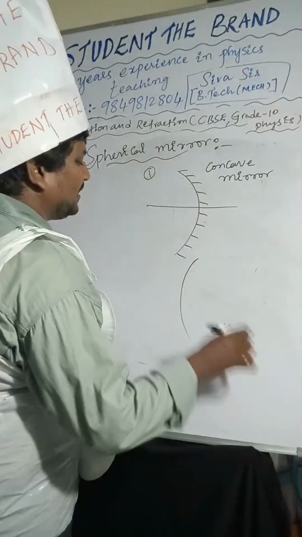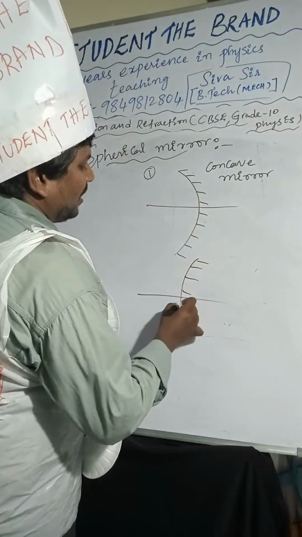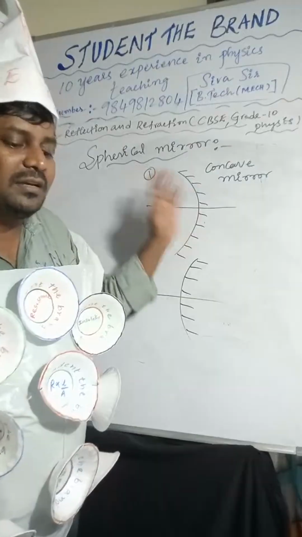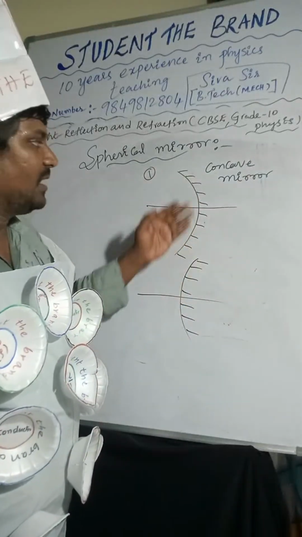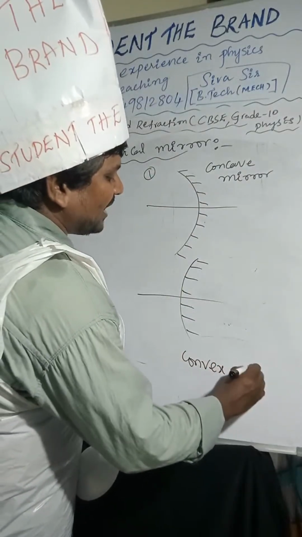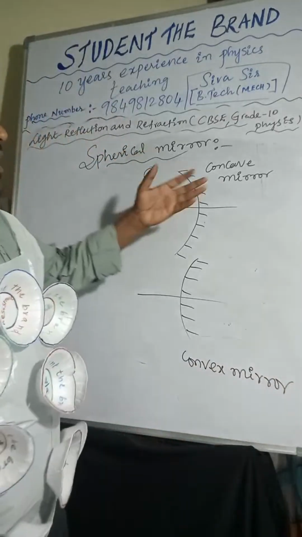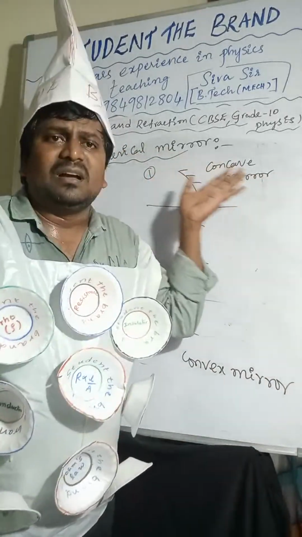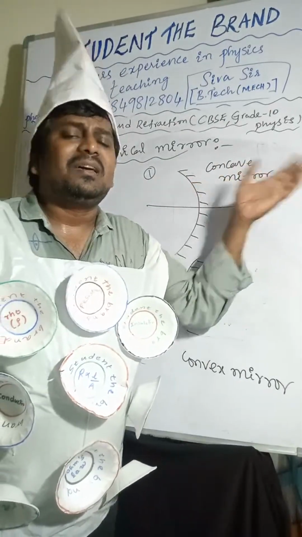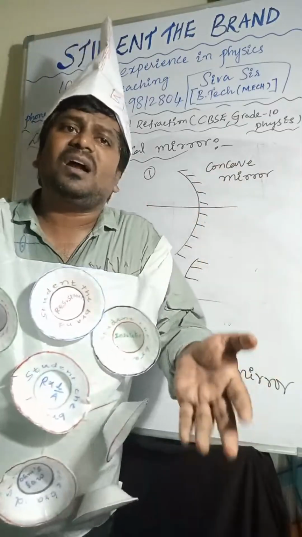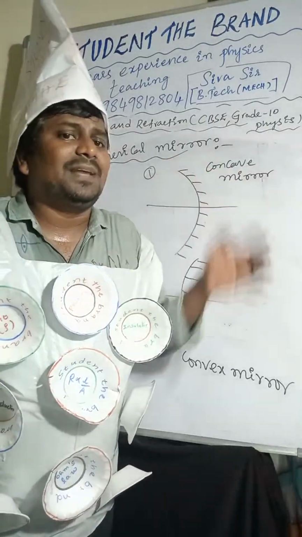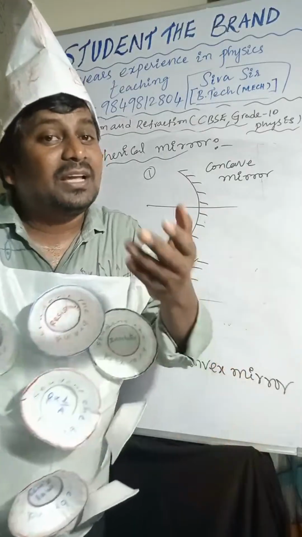Convex mirror: reflection takes place outward. So reflection takes place outward on a convex mirror. This is a convex mirror. This is a concave mirror. Concave mirror: reflection takes place inward. That is called a concave mirror. Reflection takes place outward. That is known as a convex mirror.